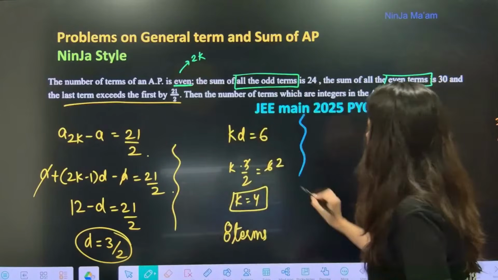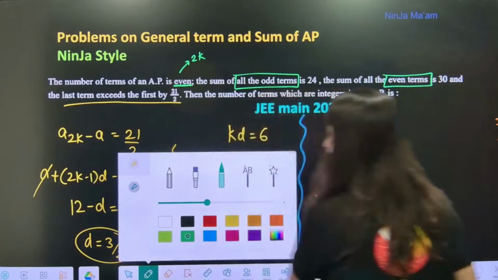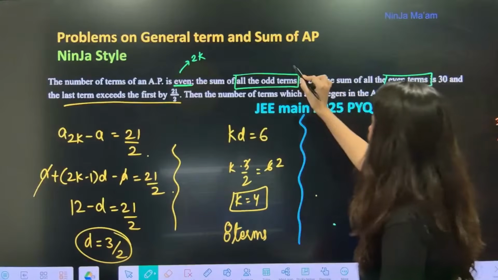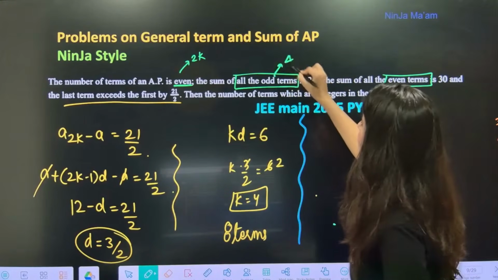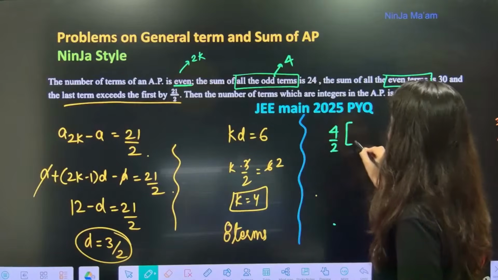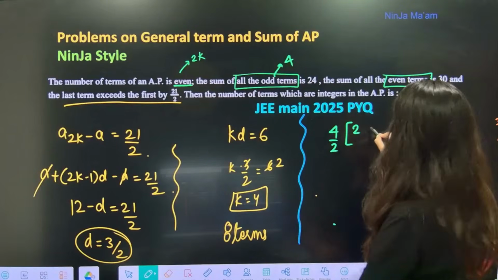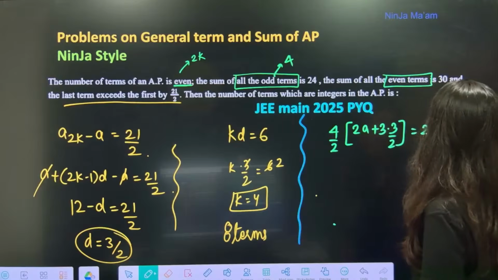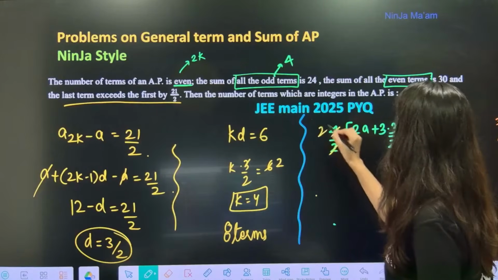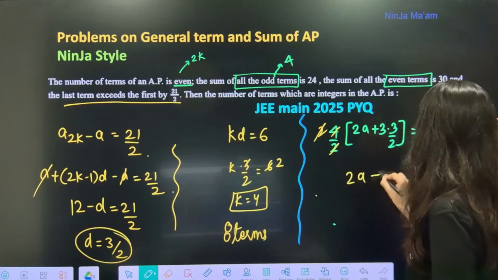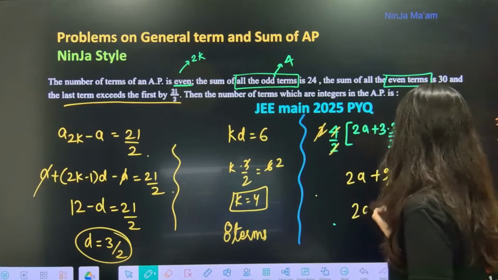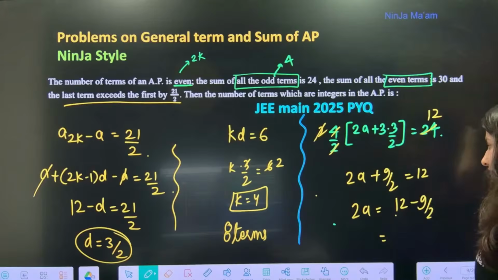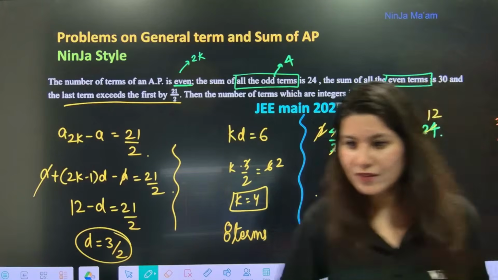How to calculate a? To calculate a, you can pick any equation. Suppose the sum of odd terms, 24. Sum of odd terms, so how many terms? 4 odd terms. So 4 by 2, 4 terms: first term is a, so 2 into a, n minus 1 so 3, and what is d? 3 by 2. And the sum here is 24. So this is 2, this is 12. 2a plus 9 by 2 is equal to 12. 2a is equal to 12 minus 9 by 2. So 24 minus 9 is 15, and a is 15 by 2. Everybody?